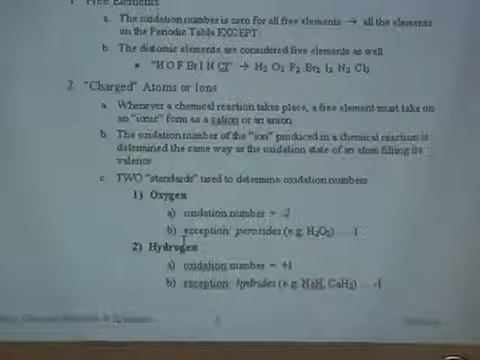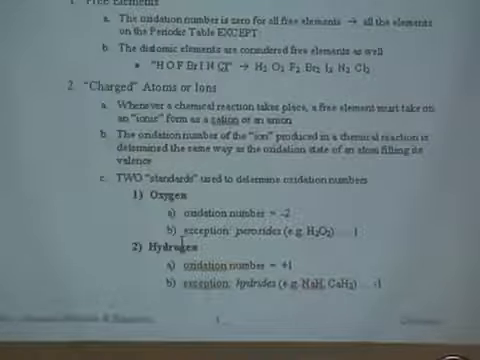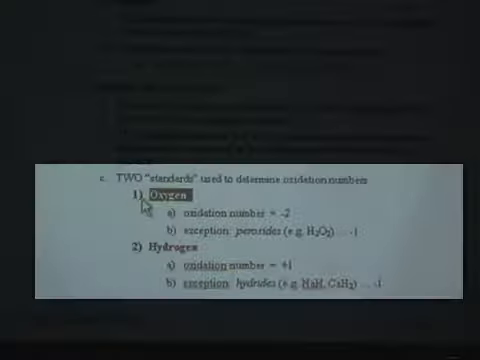The elements, when they do bond, become charged, if you will, or they have a charged oxidation number. On the periodic table that I've given everyone, you want to mark that oxygen has an oxidation number of -2, and that is almost all the time.